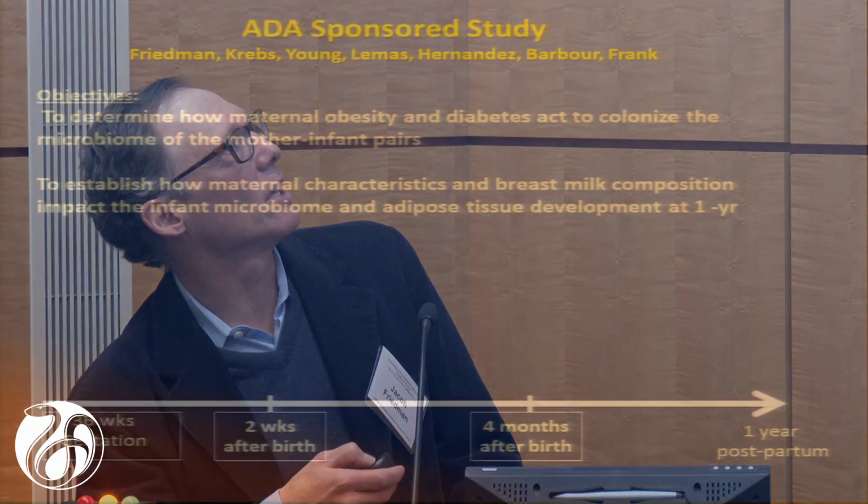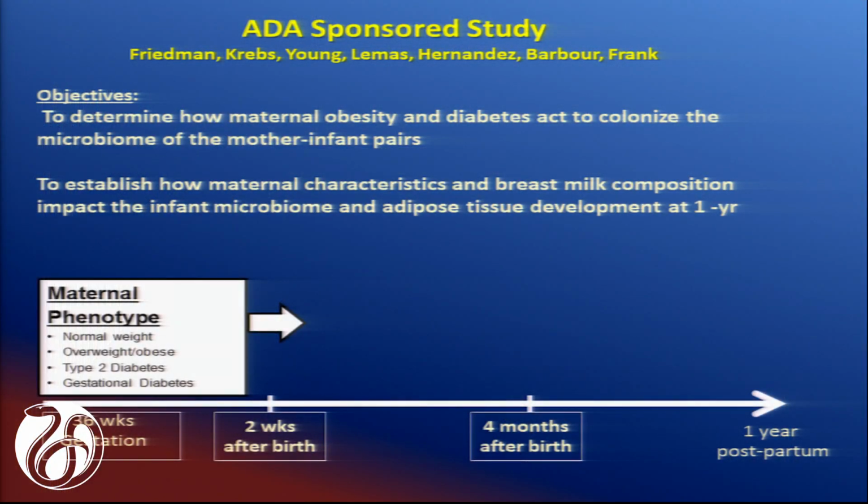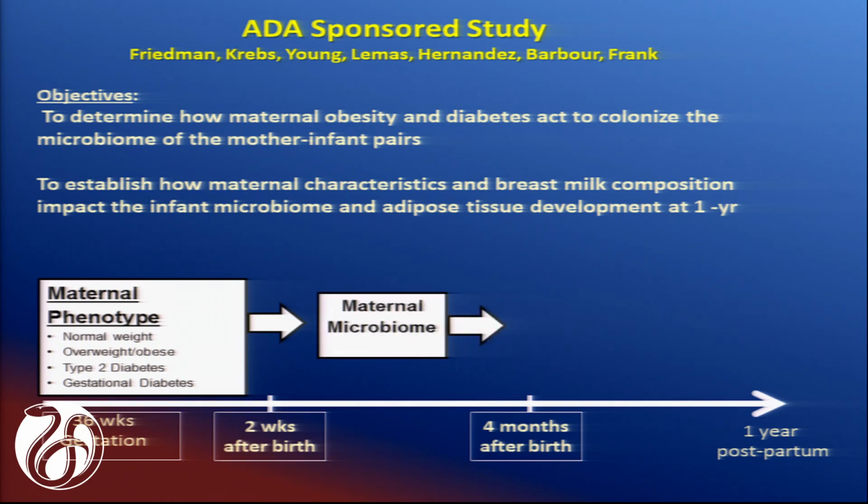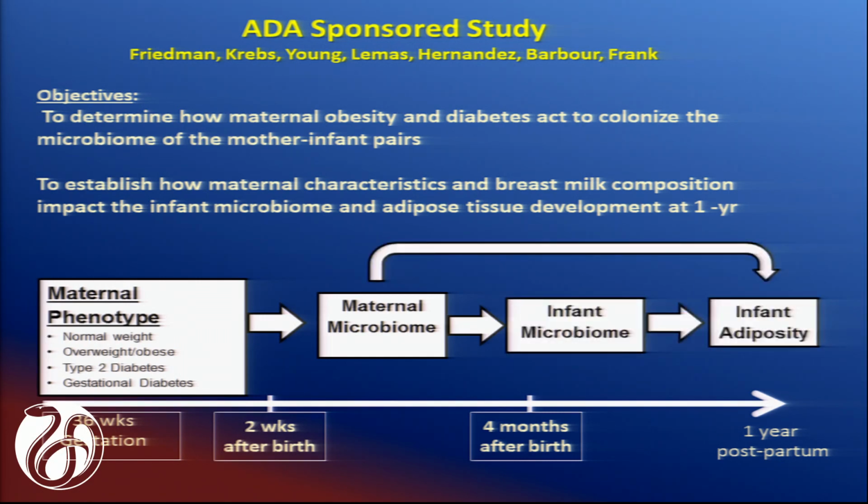So we have this grant to look at this in 4 phenotypes: normal weight, overweight, type 2 diabetics, and gestational diabetic women entering gestation. And then the babies are all delivered vaginally. None of them are on antibiotics, and they all agreed to breastfeed at least for the first 4 months. And we're assaying the maternal microbiome and the infant microbiome, and we're using this to infer causation for adiposity.